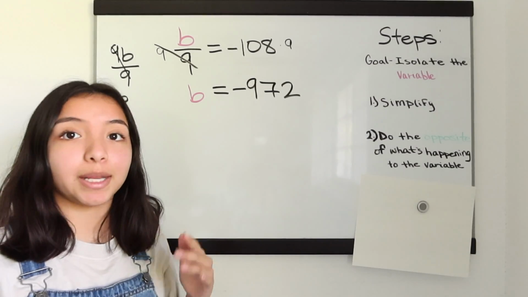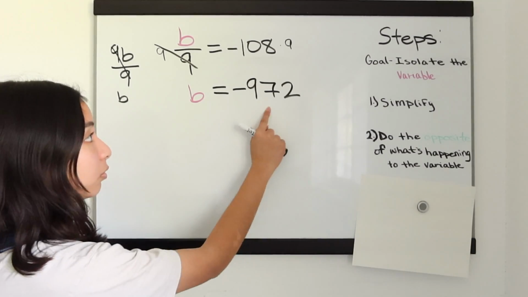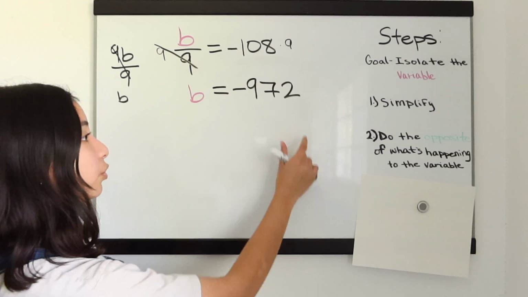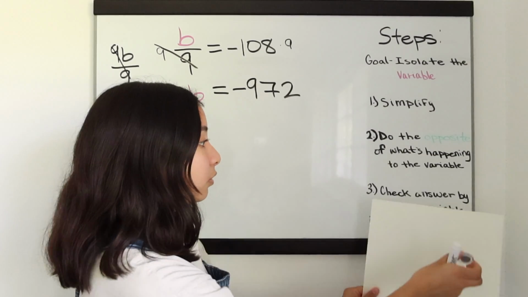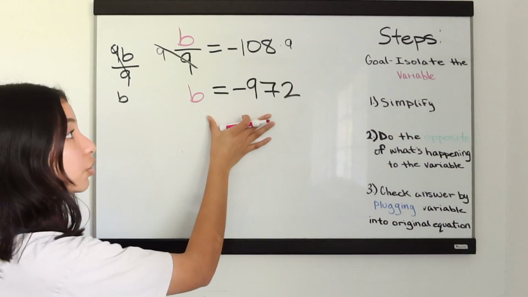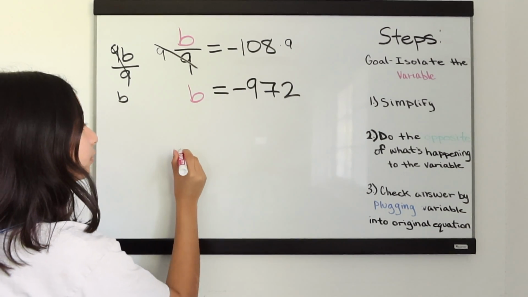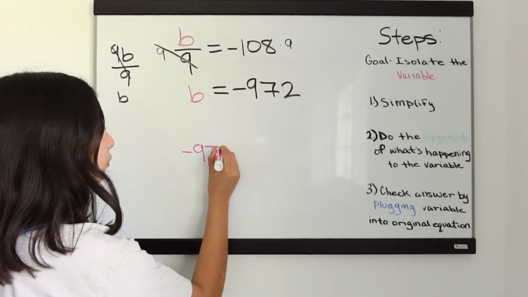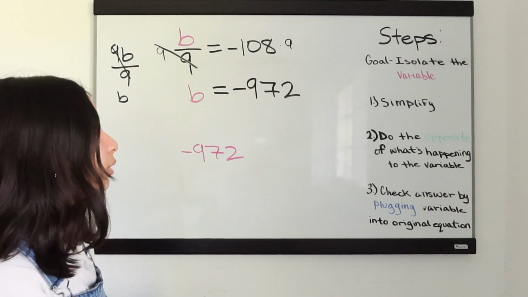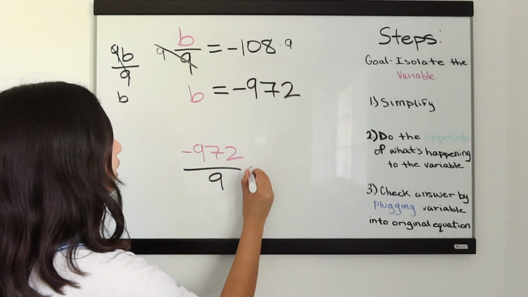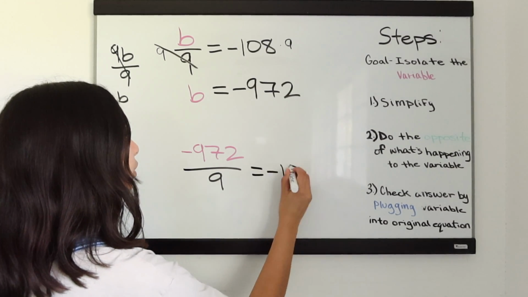And the way to do that is by plugging the value of the variable, which would be negative 972, into the original equation. So we have to plug the value of b, which is negative 972, into the original equation. Negative 972 over 9 is equal to negative 108.